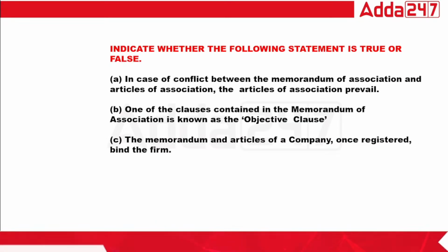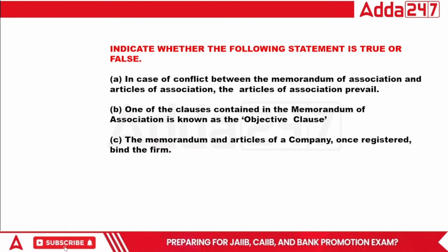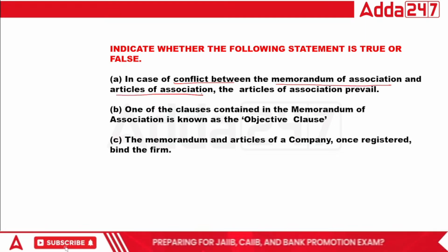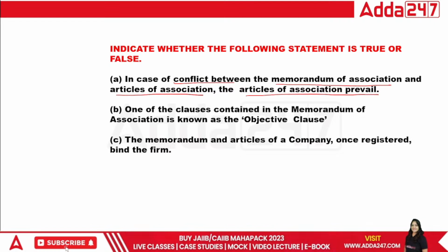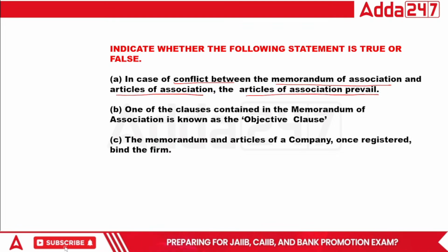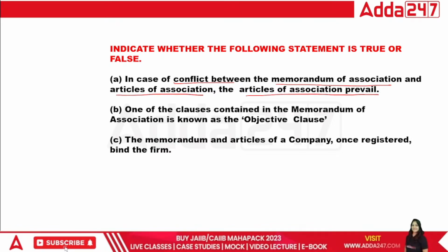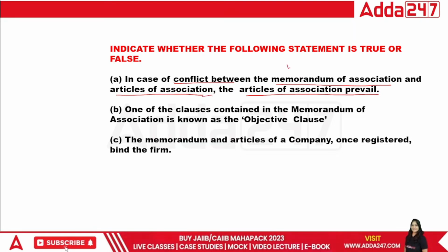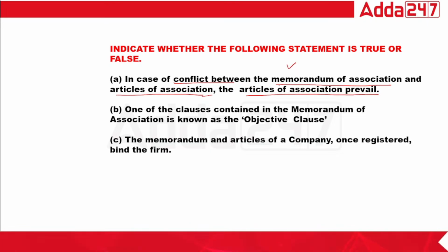Now you have to tell me the true or false of the following questions. See, in the case of conflict between Memorandum of Association and Article of Association clause, the Article of Association will prevail. Say yes or no. For this question, you have to know what is Memorandum of Association and what is Article of Association. If there's a conflict, Memorandum of Association is one of the most important documents of the company, and Article of Association is also, right? But this is more important than this one. So the Article of Association will prevail.